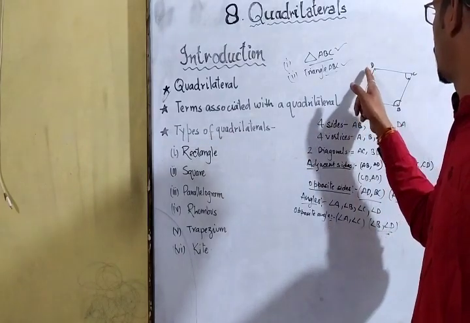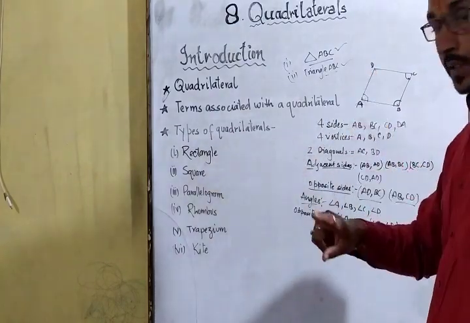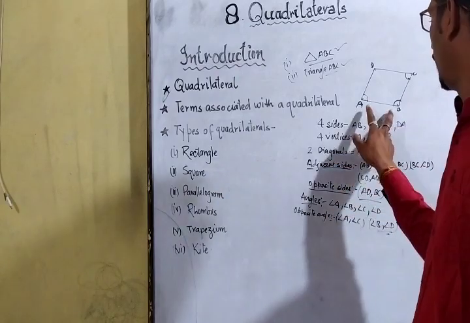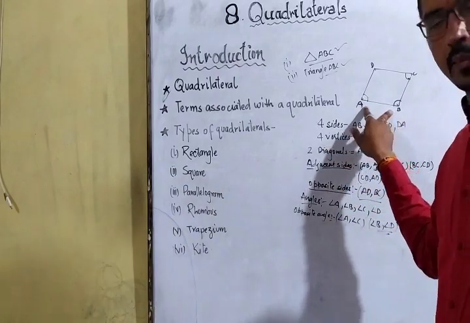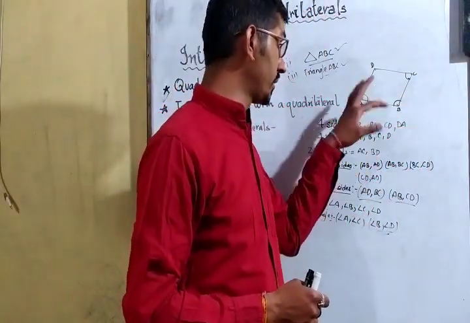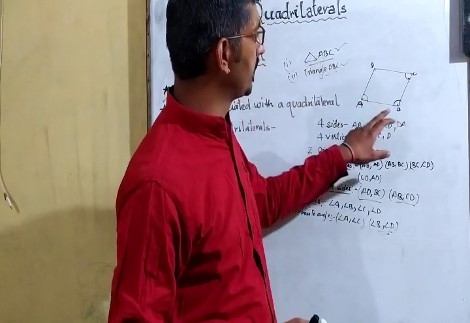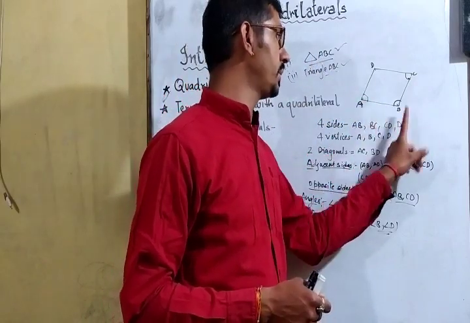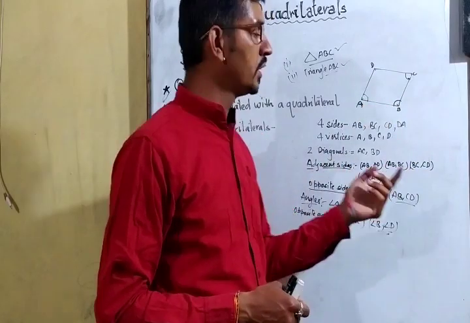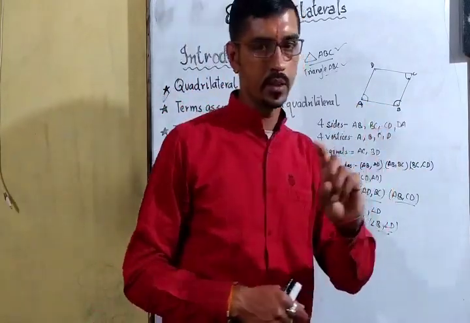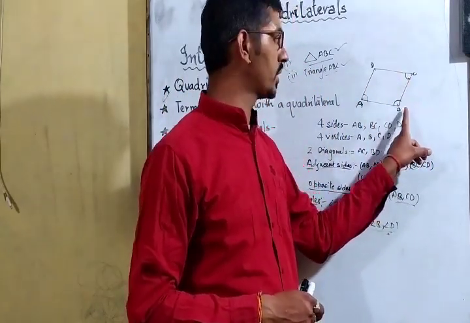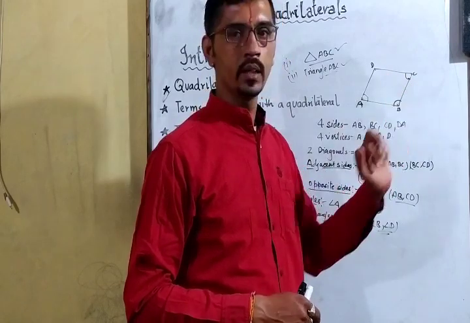First, angle DAB is adjacent to angle ABC, one pair. They have a common side, that is AB. AB common side है जो दोनों में common है. So you will say कि DAB is adjacent to angle ABC. Why? Because they have a common side, that is AB. So angle A and angle B are adjacent to each other. Now here angle B is adjacent to angle C. Why? Because BC is common in both the angles.